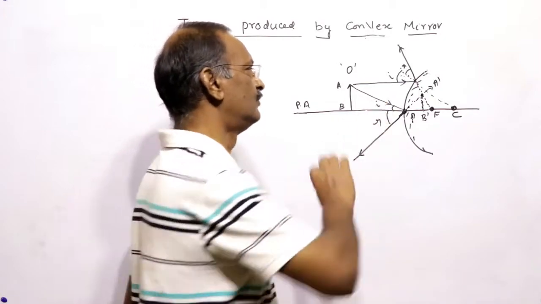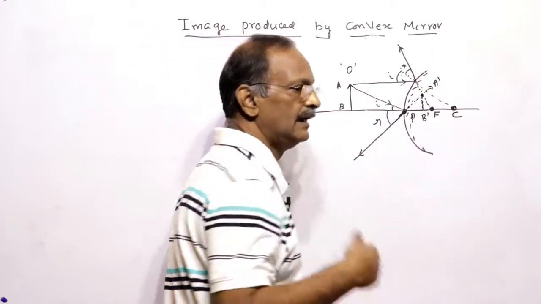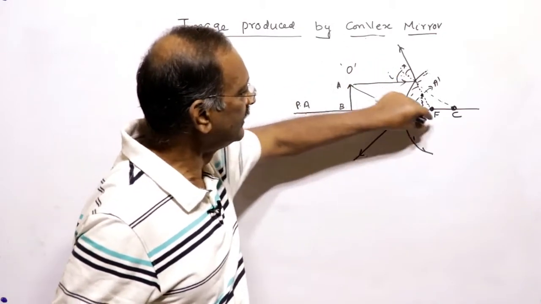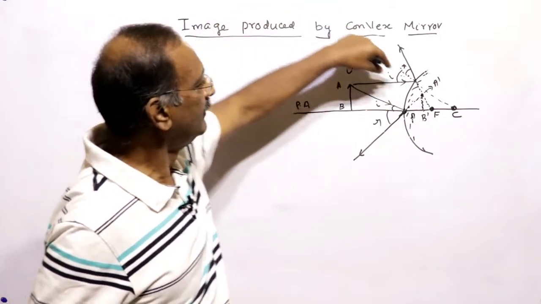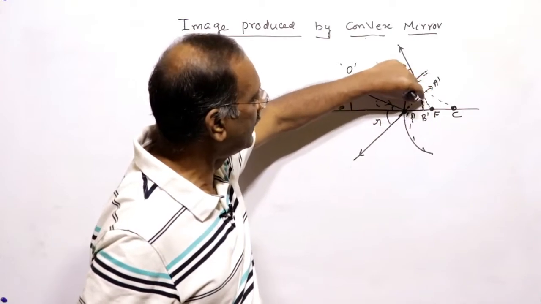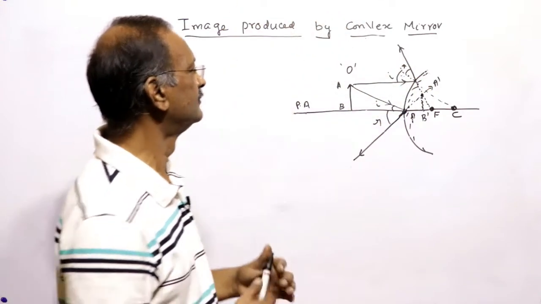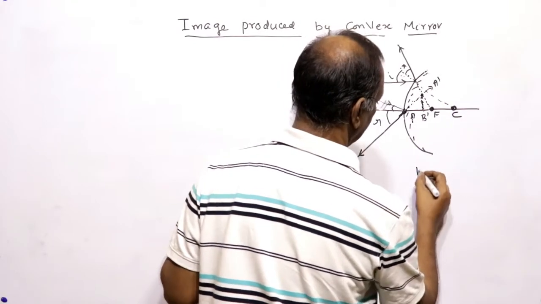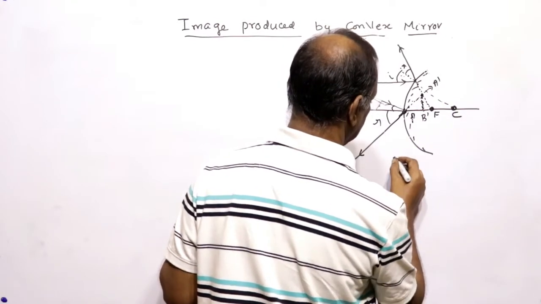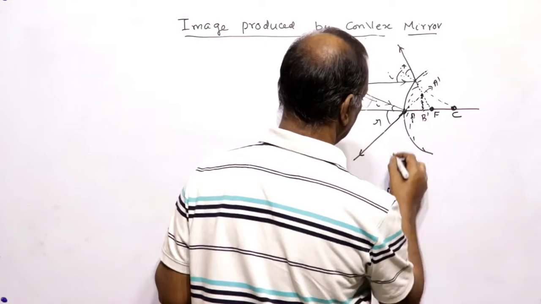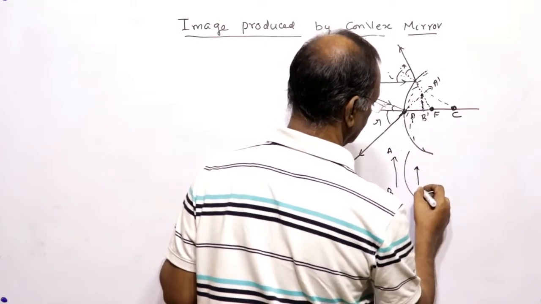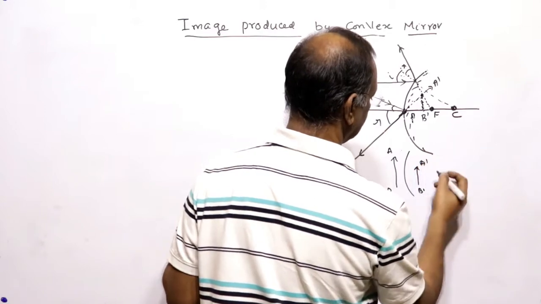Here there is no intersecting, so we produce it backward. And another characteristic: when rays are parallel to the principal axis, when we extend it backward, it appears as if it passed through the focus. So this is where the image is formed. It is an erect image. The image will be like this. This is object B, A, this is the mirror, here B dash, A dash.